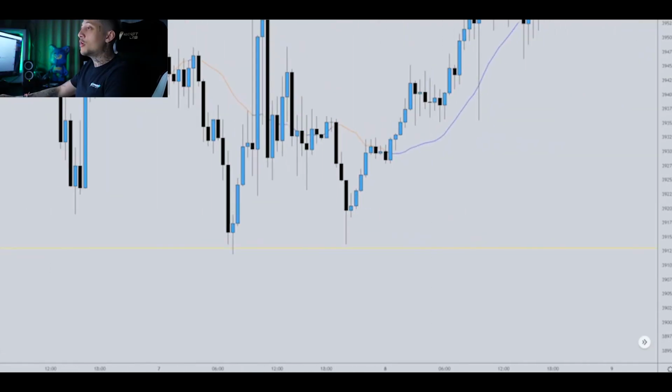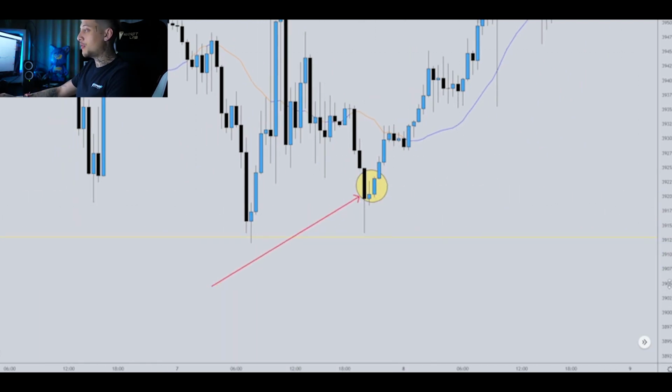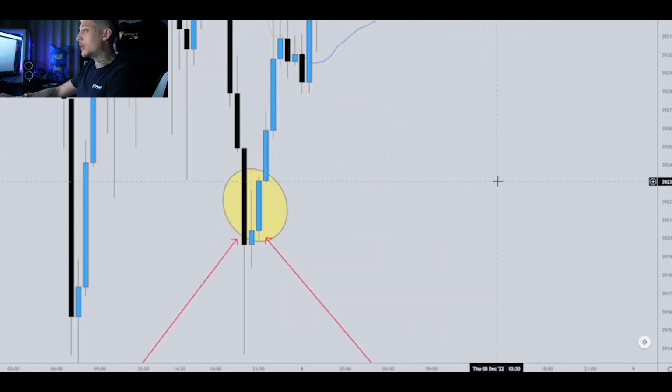Now we have another example of a bullish variation pattern right here. This bearish candlestick is the candlestick that rejected support, and then this candlestick pattern right here is going to be our entry signal.